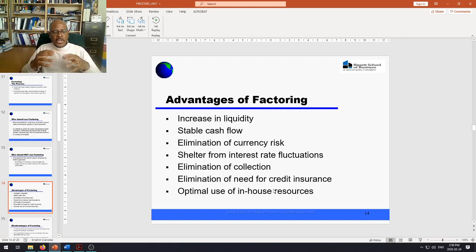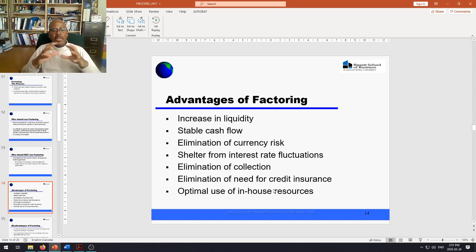It eliminates collection. That is, the factoring house has to engage in the collection and so on. And the factoring house is the one that will be worried about credit insurance. All these non-essential transactions or non-essential managerial issues are taken away from the exporter, and the exporter is allowed to focus on what they do best, on the production or the operations that they do best.